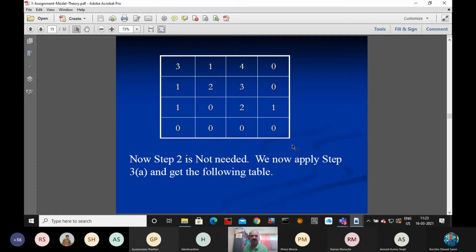How do we find the assignment here? See, in the first row there is only one 0. We assign to that 0, put a square around this 0, and cross out all the 0s in the same column. So this 0 and this 0 you cross out. In the first column the job is done.